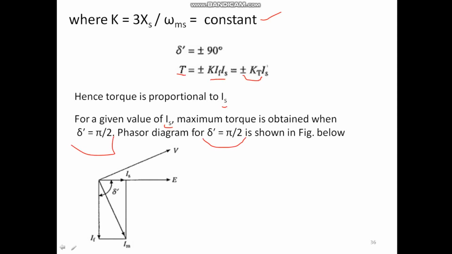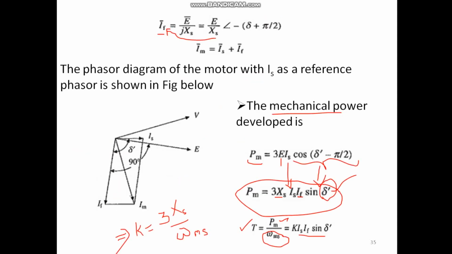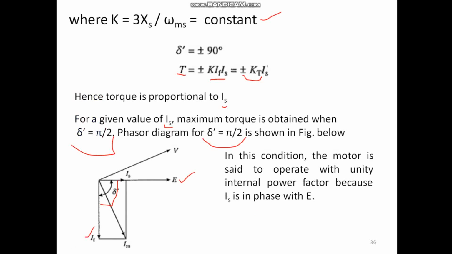Okay, so see, delta dash is pi by 2 or 90 degree, right? So I have given the phase shift of 90 degree between the current and the voltage, right? So this would be my phasor diagram. So you can compare that with this one. Okay, see here, the IS was leading E by some angle, right? However, in this phasor diagram I get IS to be in phase with E, right?